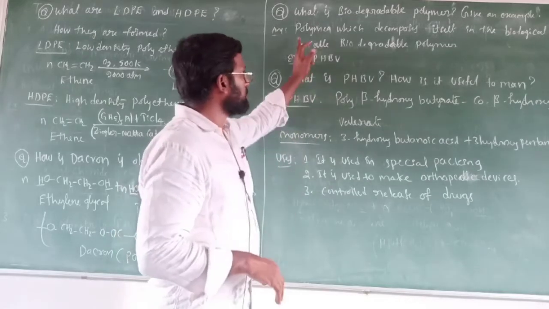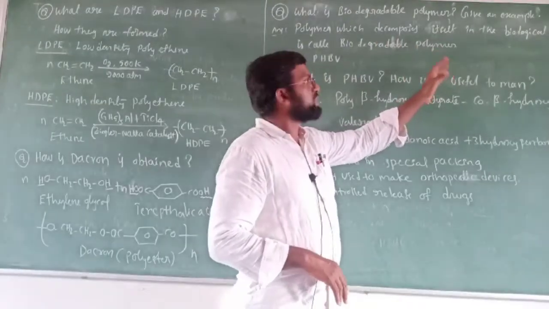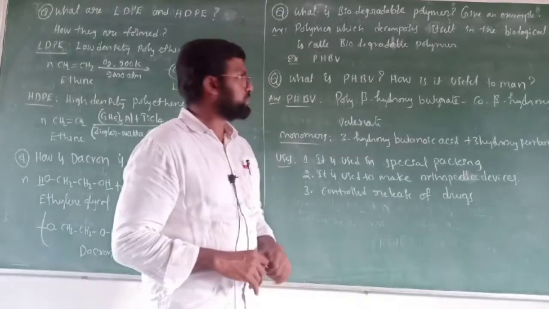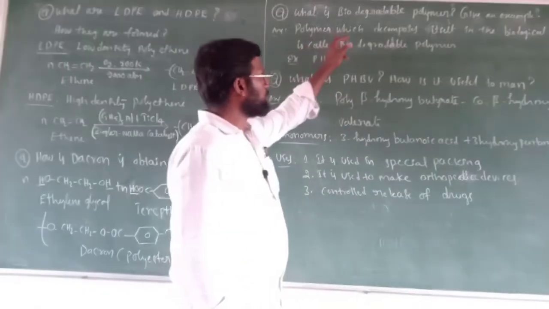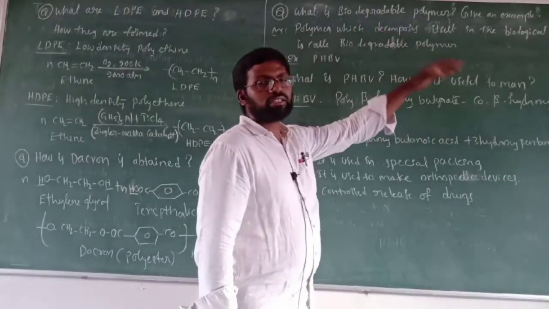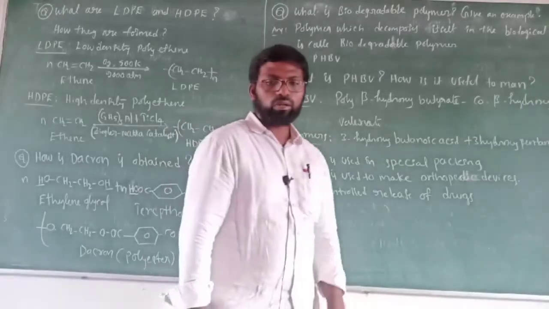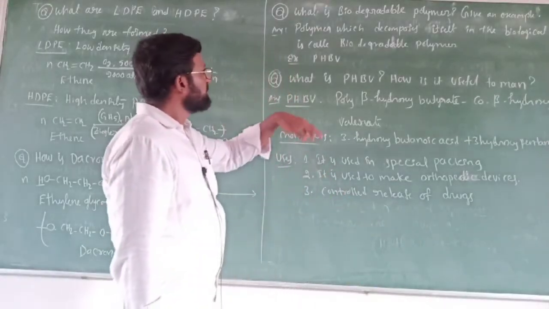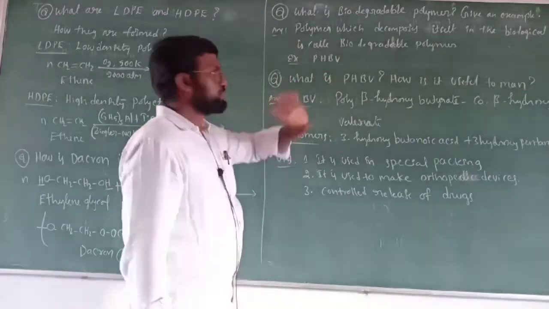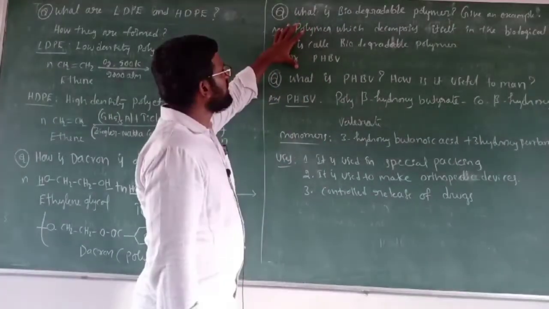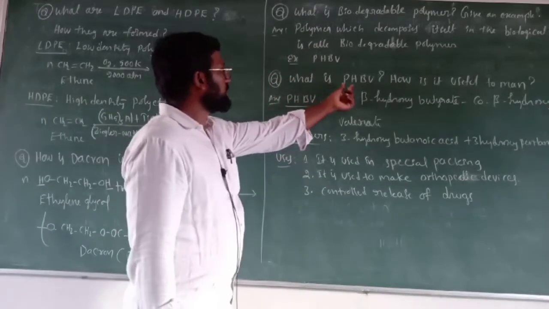The polymers which decompose themselves in the biological system are called biodegradable polymers. See here, a polymer which decomposes itself in the biological system is called a biodegradable polymer. Example: PHBV. So this is a very simple answer. This carries 2 marks.